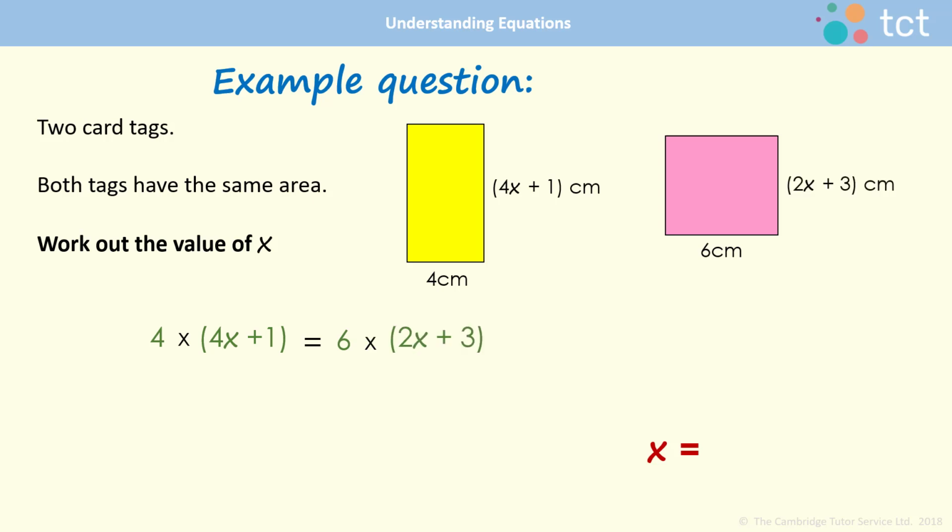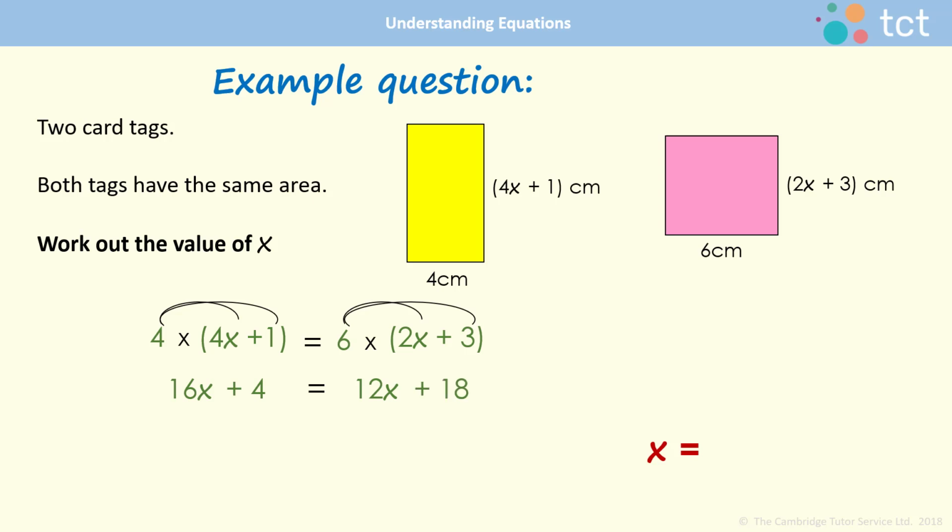Now we need to expand those brackets out. 4 times 4x. 4 times 4 is 16, so that's 16x. And 4 times 1, that's 4, and we're adding those together. And that's the same as 6 times by what's in the bracket. So 6 times 2x. 6 times 2 is 12, so 6 times 2x is 12x. And then we're adding that onto 6 times 3, which is 18.